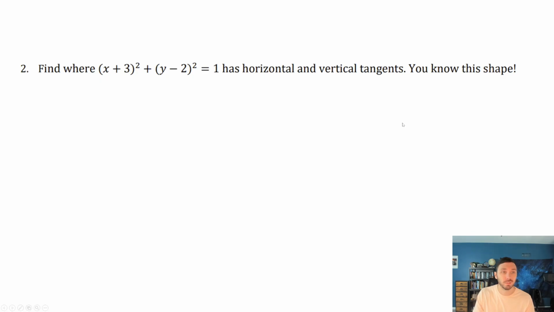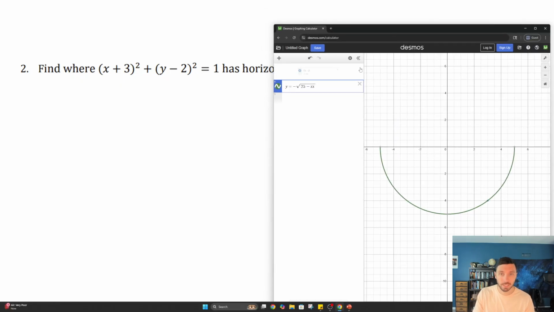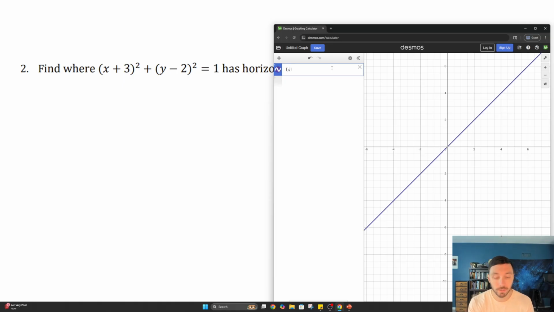Okay, so here's an equation that I hope you know what it looks like. Something squared plus something squared is equal to a number. It's a circle. Find the horizontal and vertical tangents. What? All right, well, let's talk about this intuitively first. If I were to graph a circle, hopefully you know this.